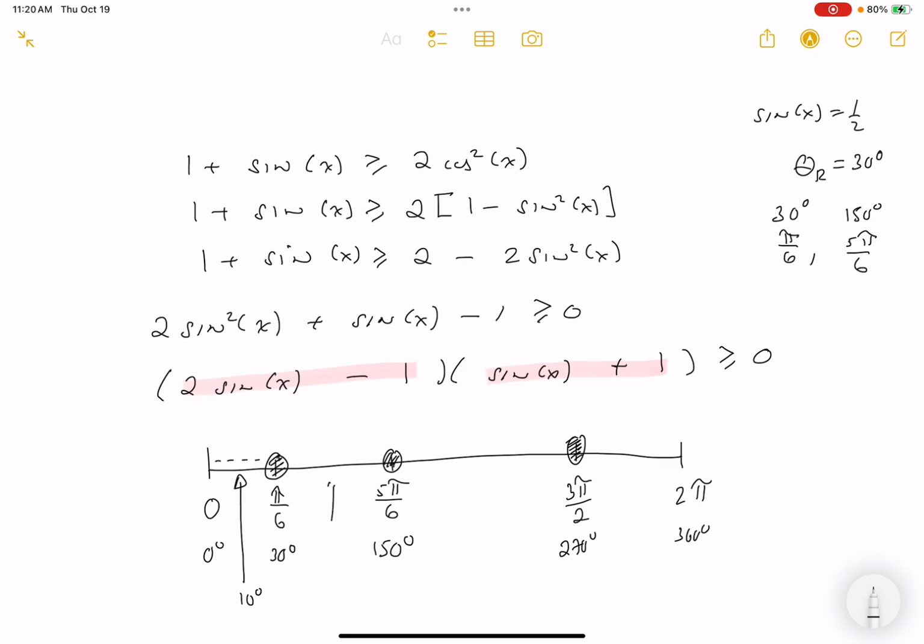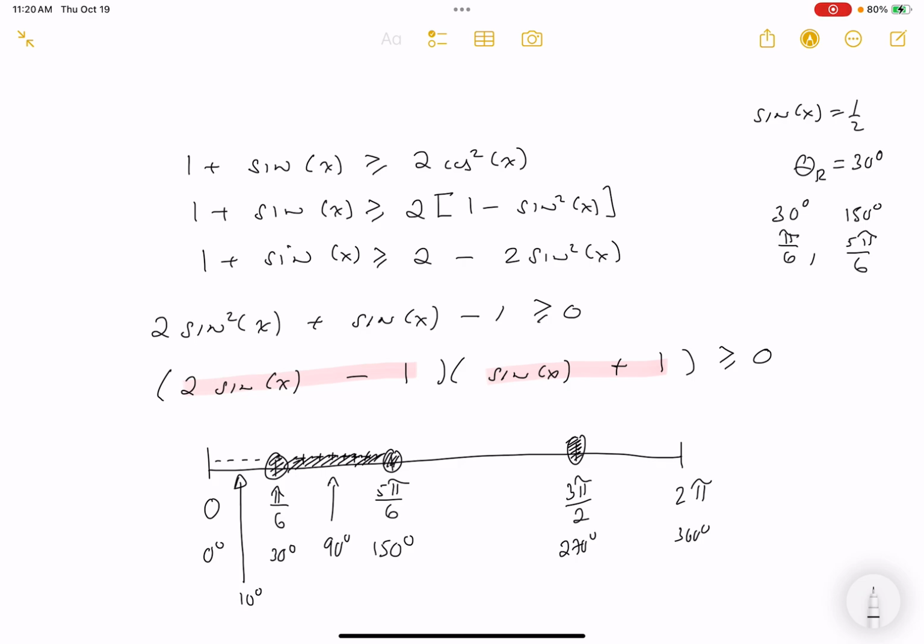Now, if I took a number over here, I don't know, like 90 degrees, that's a good number between 30 and 150, and plugged it in, what would you get? Well, the second factor, you get a positive number. The first factor, you're going to get a positive number. And positive times positive is positive. Positive numbers are definitely greater than 0, so I'll shade that in, by the way. By the way, this keeps repeating itself every 2 pi.